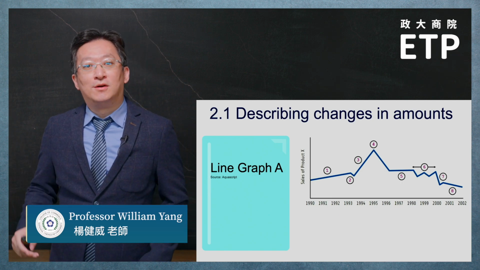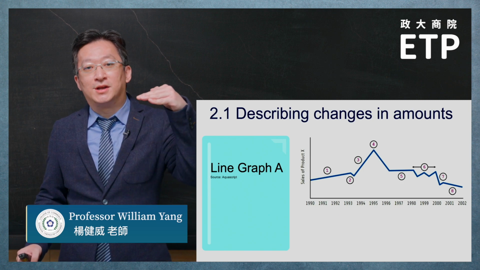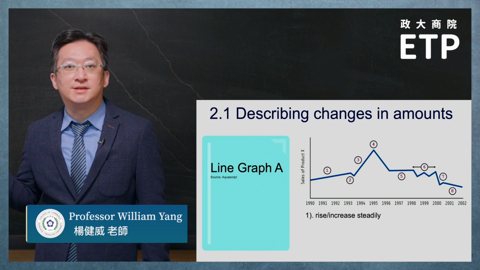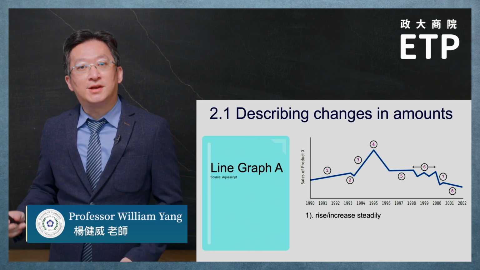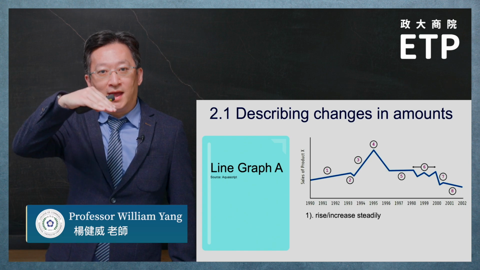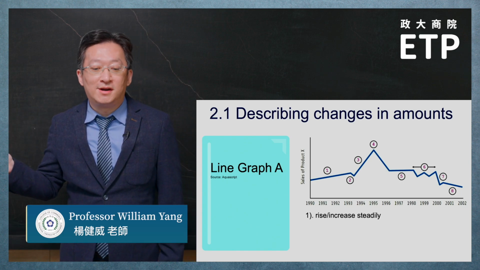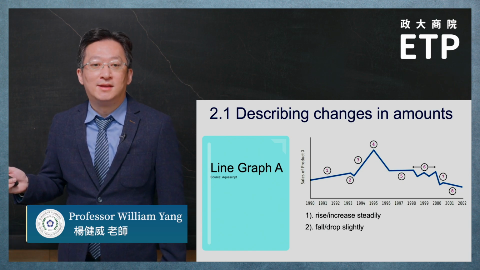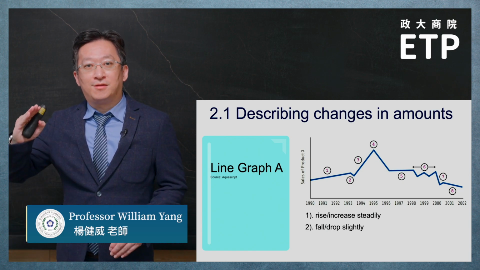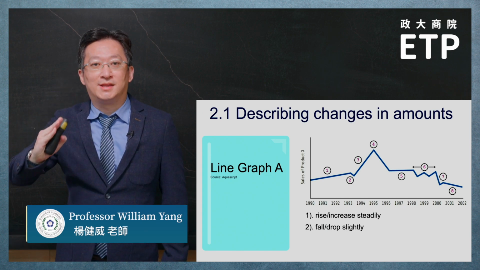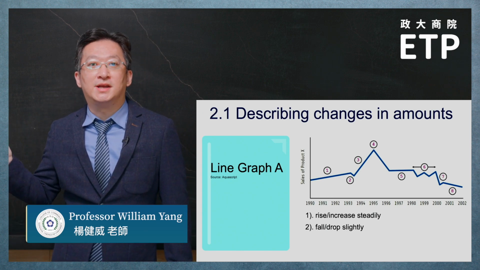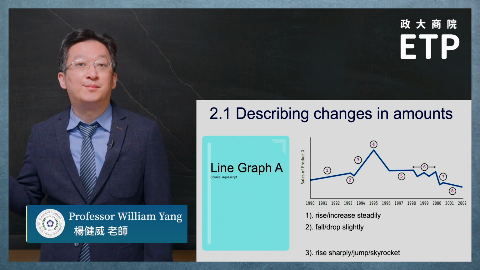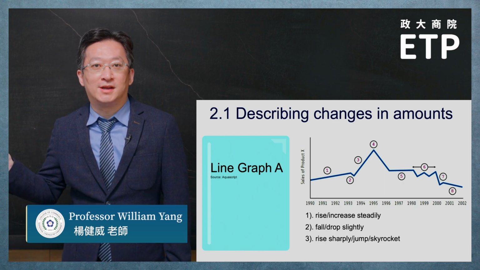In number one, we see this line going up. So you can say here the number is rising or increasing steadily. And then you can see that the line begins to go down a bit. So here you can say the number is falling or the number drops slightly. And then in line 3, you can see the line is going up like this. So here we can say the number is increasing sharply or dramatically. Or you can say the number jumps or skyrockets.